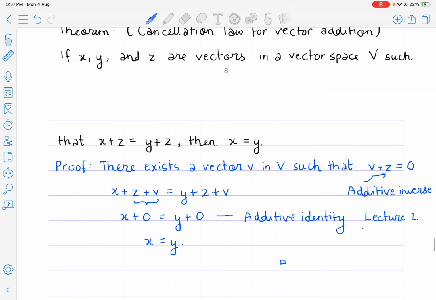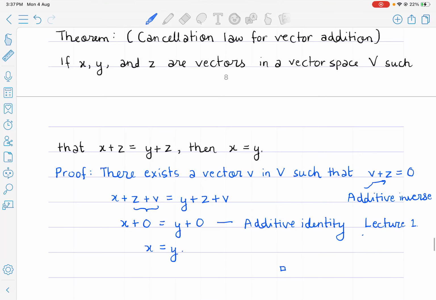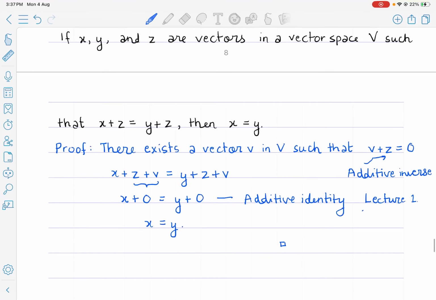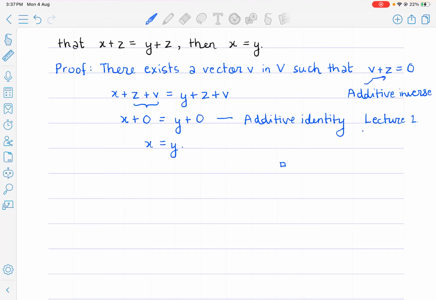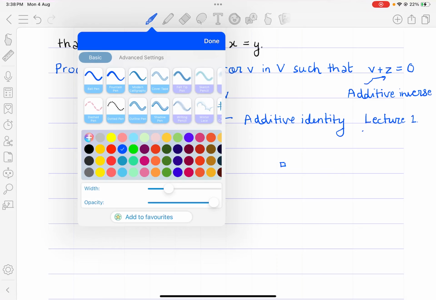So just wait for one or two minutes. Next, I will show that the vector 0 and the vector y, that is, this identity 0 and this additive inverse, are actually unique.